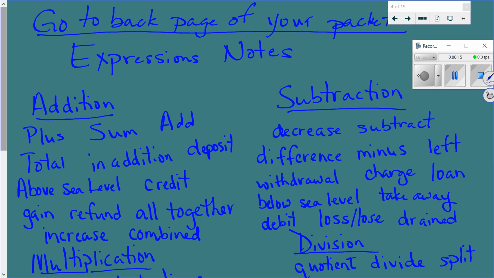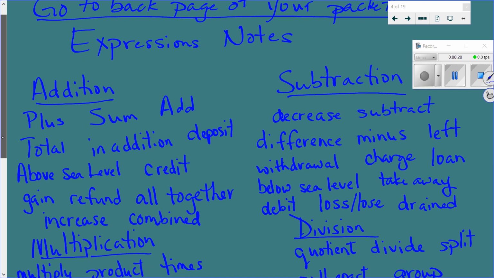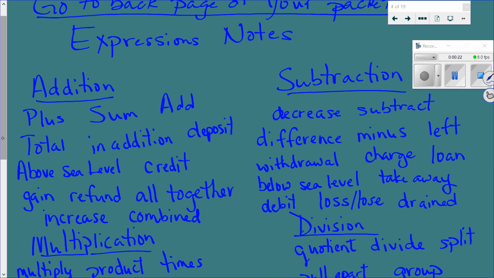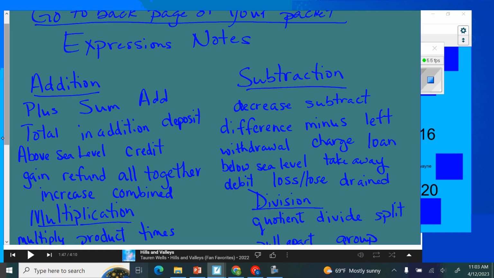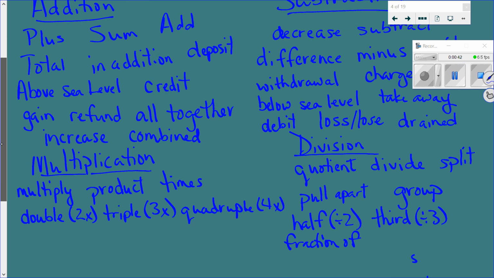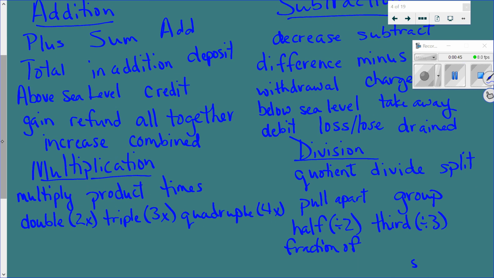We're starting with expressions notes written on the back of our packet. We've just gone through a bunch of different words that we use as we translate from English into math and math into English. We have certain words that tell us different operations. We've listed a bunch of them for addition or subtraction. They're telling us if we see this word, we now know what operation we're doing. We've done the same with multiplication and division. So today's lesson, we're going to focus in just on our basic 4 operations.